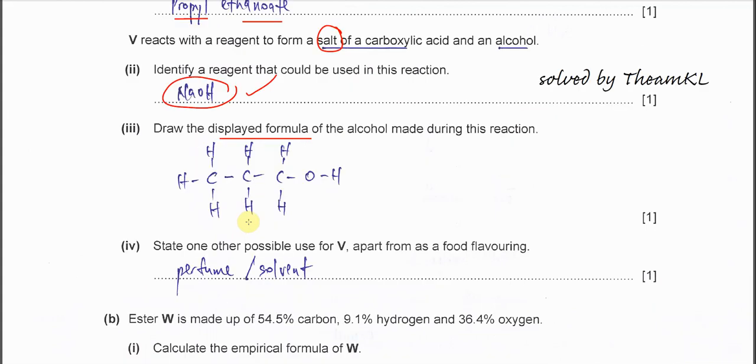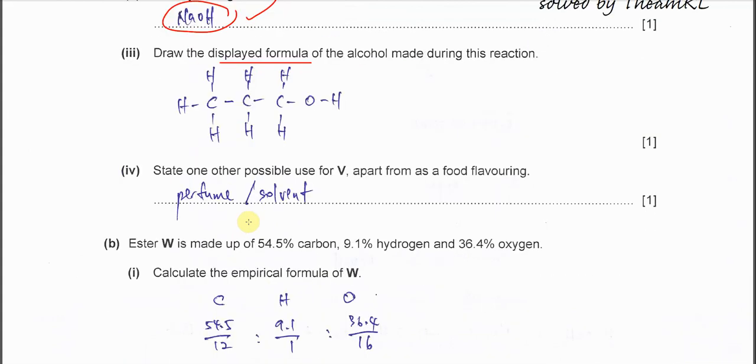Okay, part 4. State one other possible use of V apart from food flavouring. Can use as a solvent or perfume.